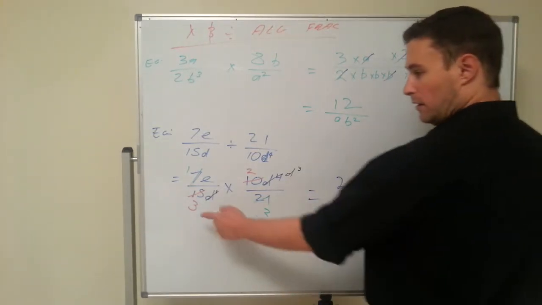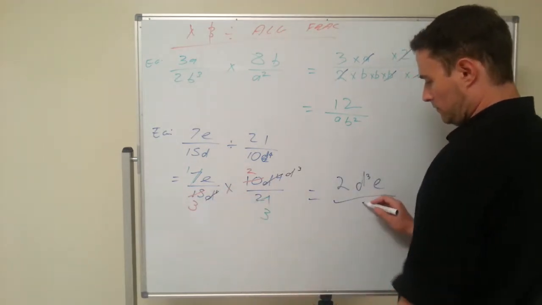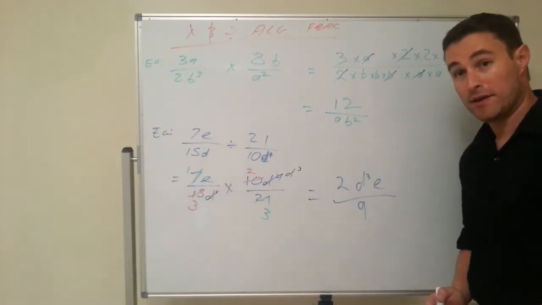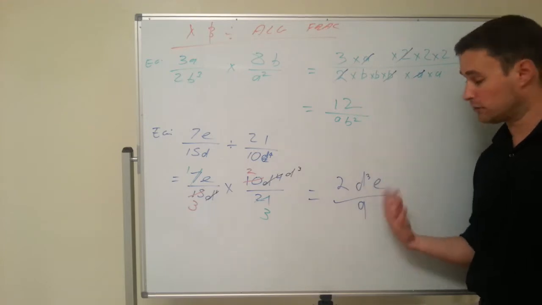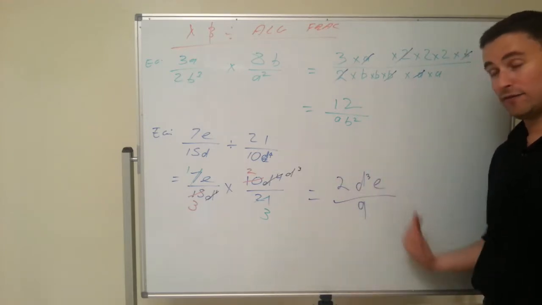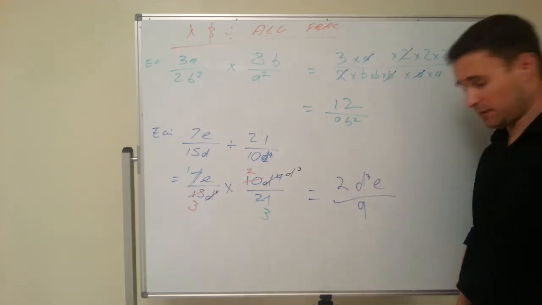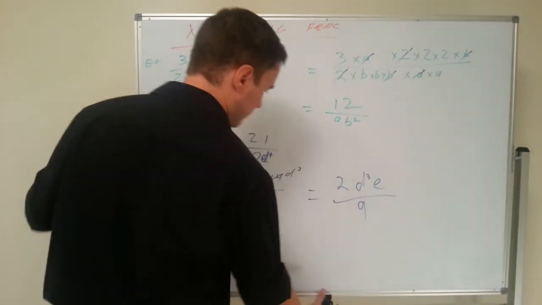Over at the bottom, 3 times 3, 9. Okie dokie. Nothing more I can do because there's no common factors at bottom and top that can cancel. Okay. That's as far as I can go. Right. Piece of cake, huh? Okay. Let's try one more harder one.